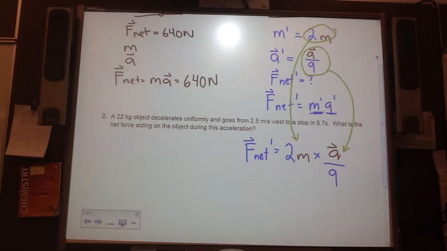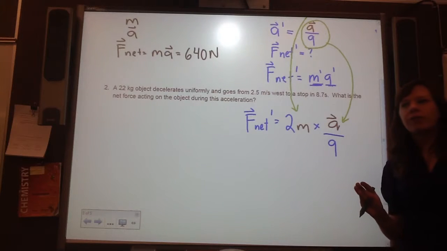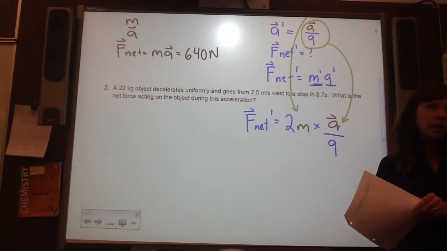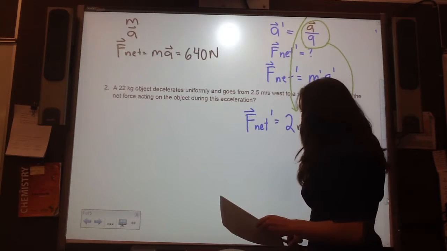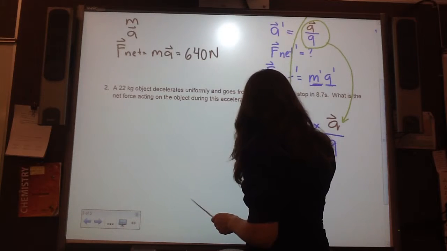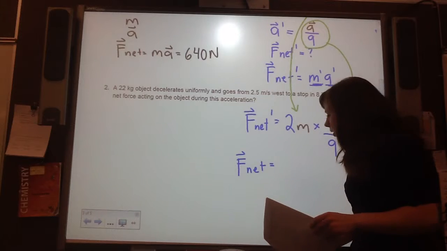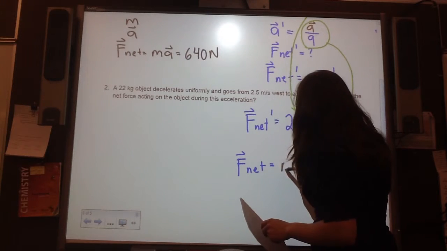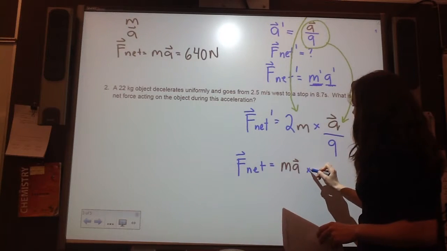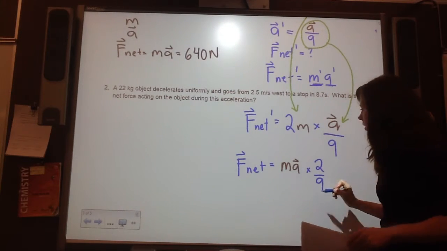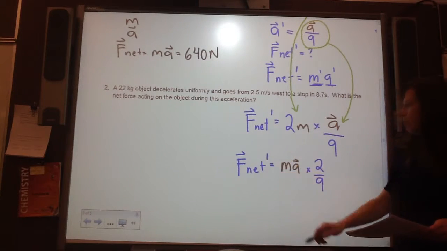Okay. The next step is you put all of the numbers together and all of the letters together. So F net prime is equal to, keeping the letters together, m times a, and keeping the numbers together, times 2 over 9. Would it be F net prime? Yes, thank you.